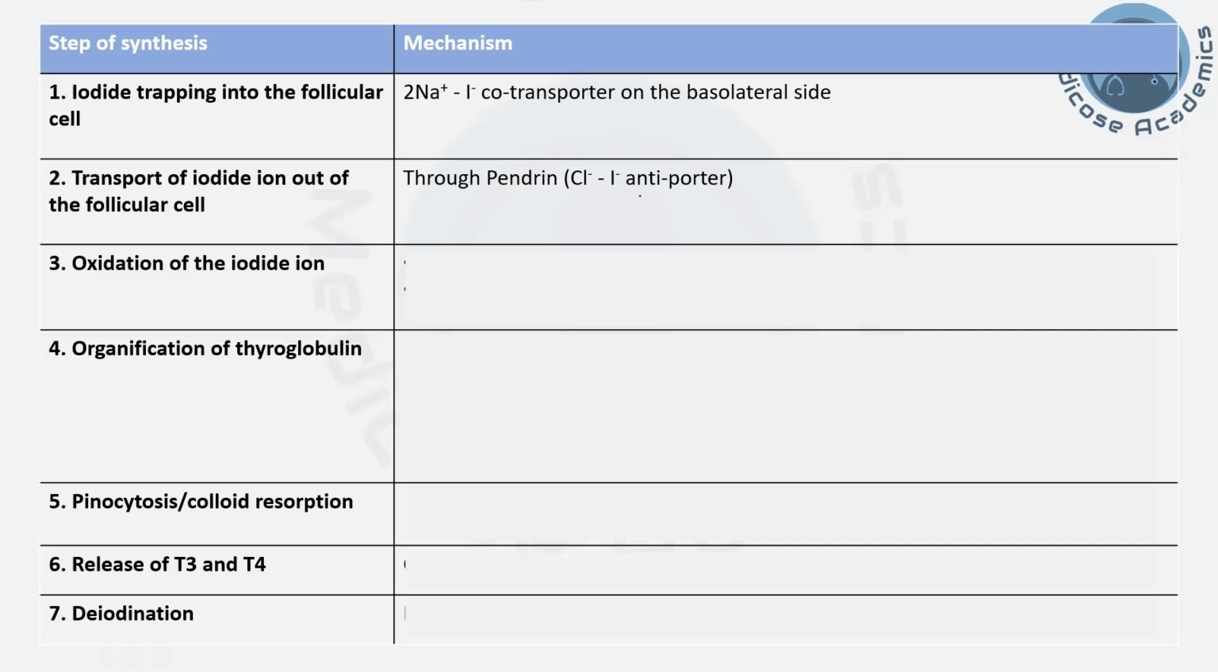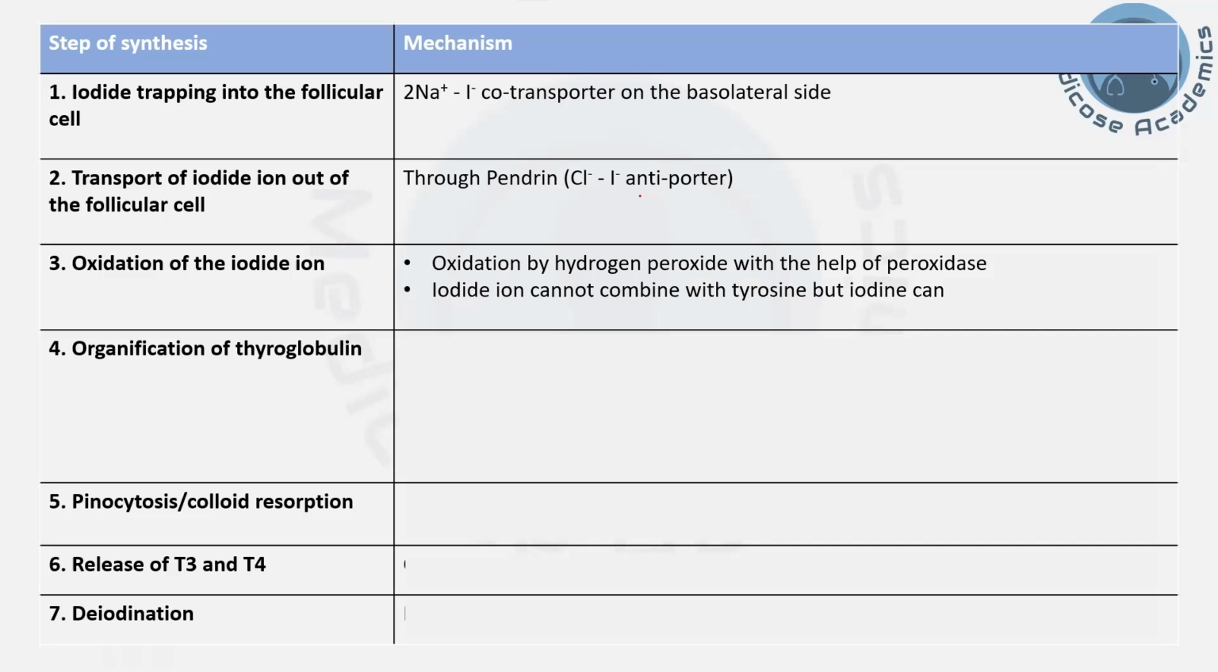Third step was oxidation of the iodide ion. Oxidation of the iodide ion was aided by hydrogen peroxide with the help of peroxidase enzymes, which were associated with the apical membrane of the follicular cells. Why was this important? Because iodide ion cannot combine with tyrosine on the thyroglobulin molecule, but iodine can combine. So it had to be converted into iodine. It had to be oxidized. So oxidation was taking place with the help of peroxidase enzymes, which were associated with the apical membrane.